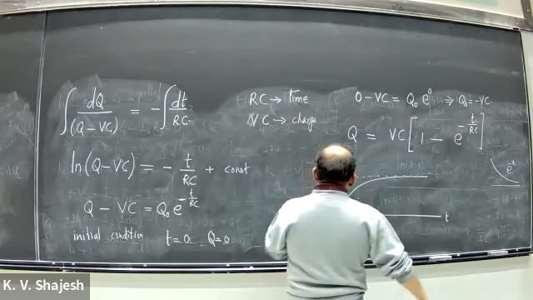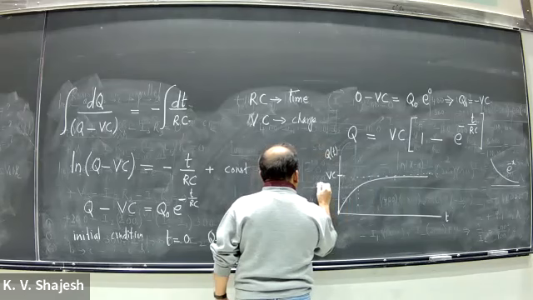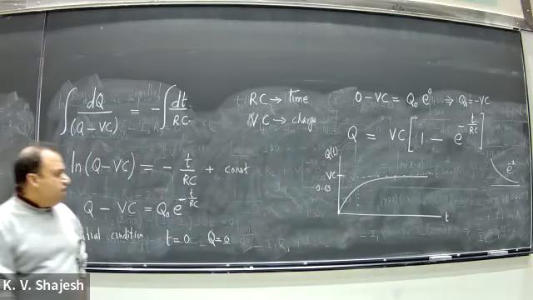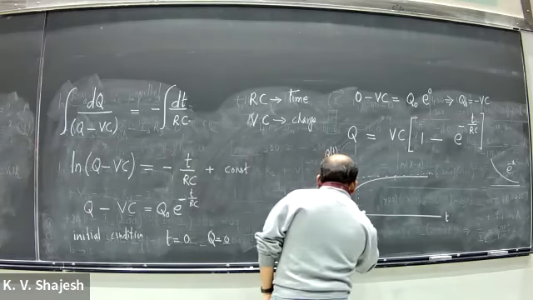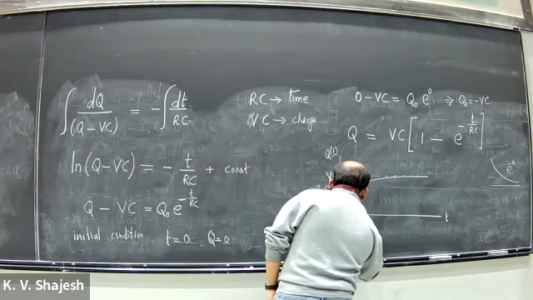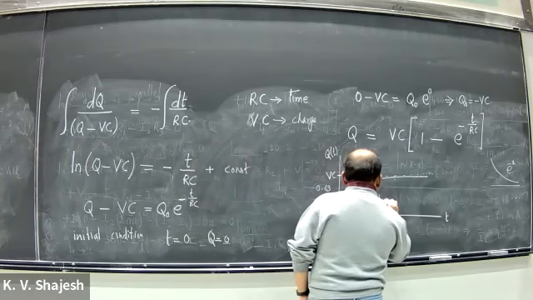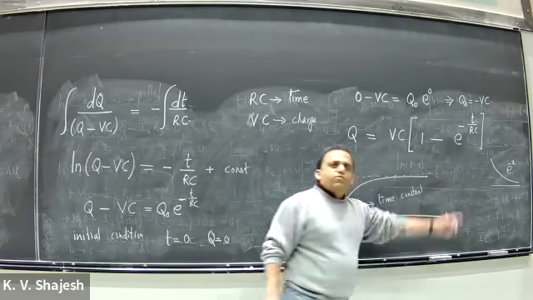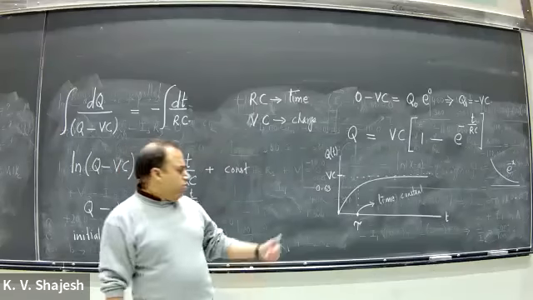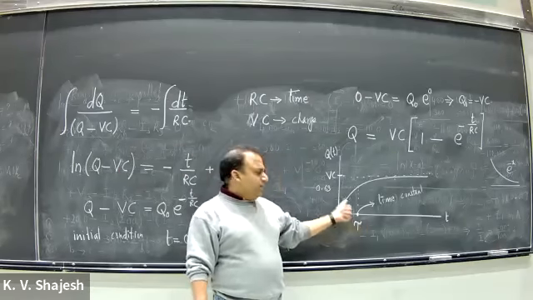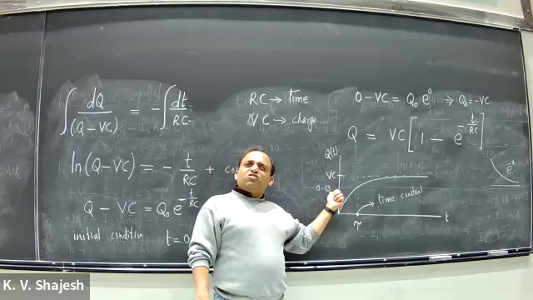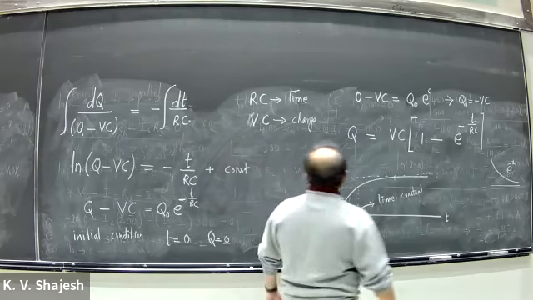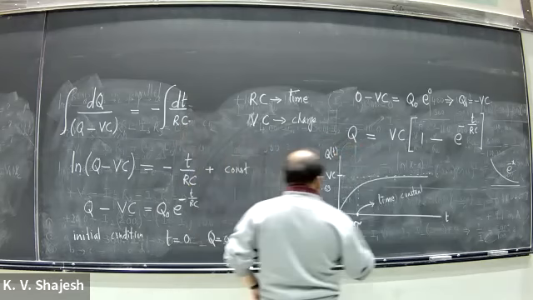So a definition typically is that if you get 63% of this maximum, that's defined as a time constant. So tau, that's your time constant. The point is that since it takes infinite time to saturate the capacitor, you instead ask at what time the capacitor collects 63% of the total charge, and that's called the time constant, and that's given by RC.